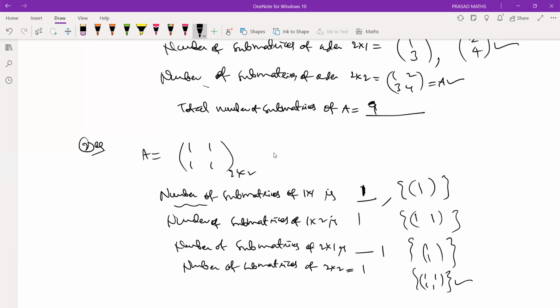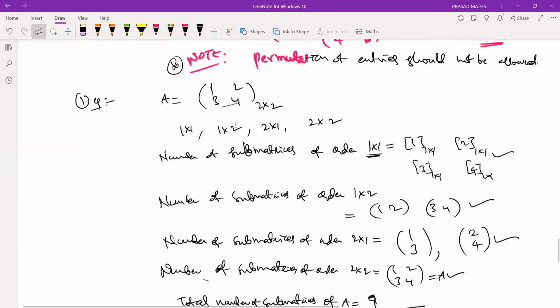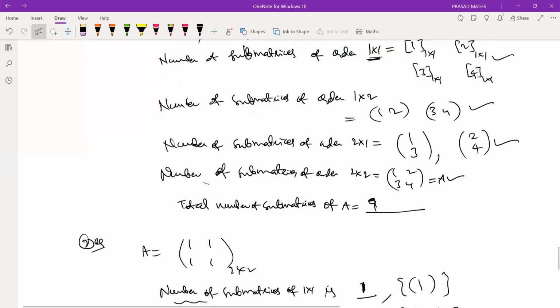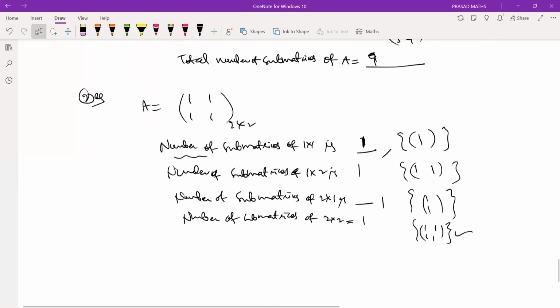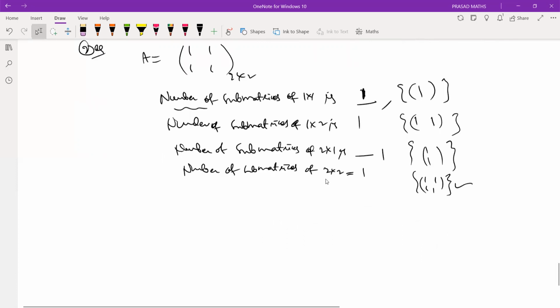Did you understand the difference between these two problems? What did you observe? If the elements are all distinct, we can have something, and if all elements are identical, then the formula is different, the argument is different.